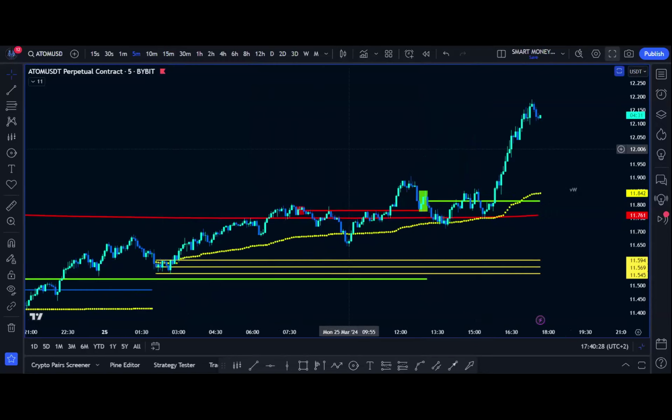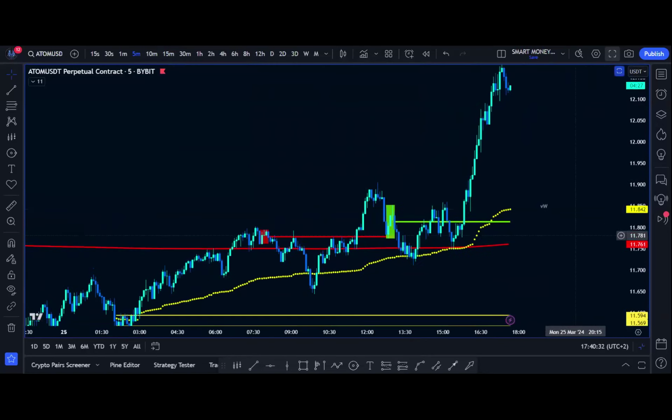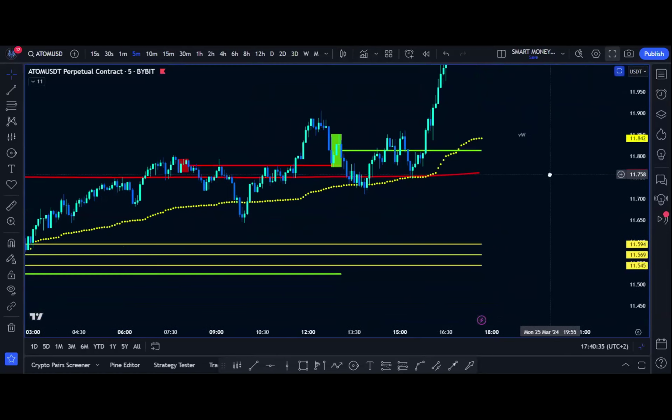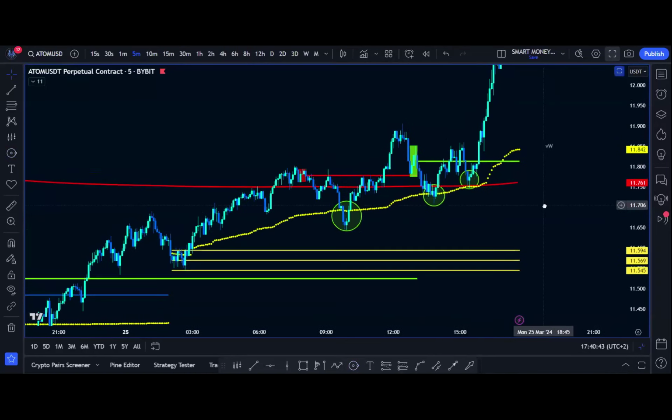Oh, look at that! Now that I changed it, can you see in this example how perfect that was? It gave you quite a few good entries. We could have got an entry over here. We could have got entries over here. See, there are so many different ways to trade this.